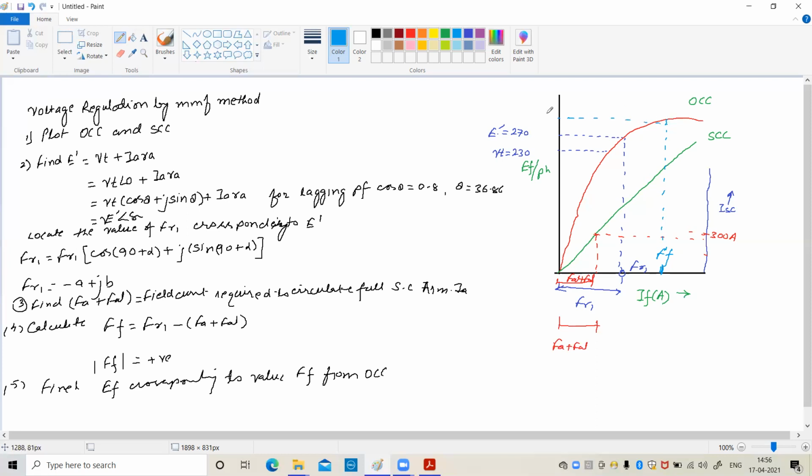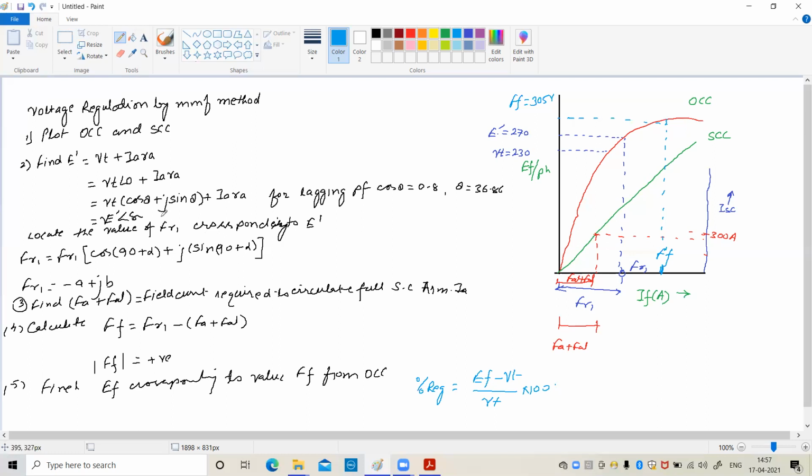So this is the value of EF, which is equal to, definitely it is more than this one, say 305 volt. Once you know the value of EF, it is quite simple to calculate. Voltage regulation is equal to EF minus VT divided by VT into 100. So this is the percentage regulation by MMF method.